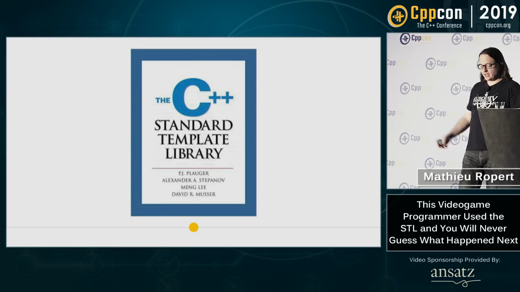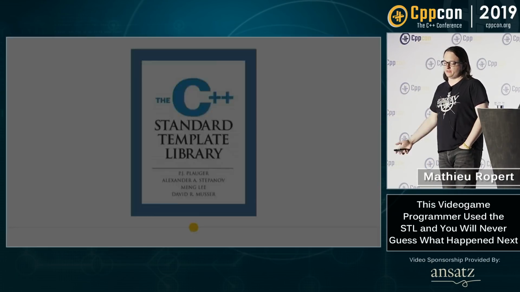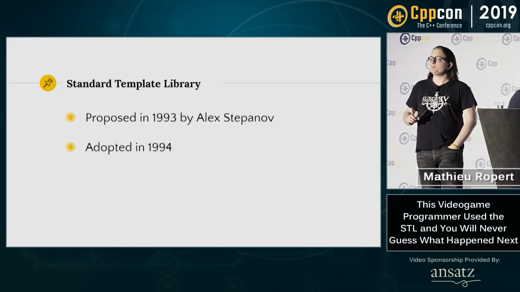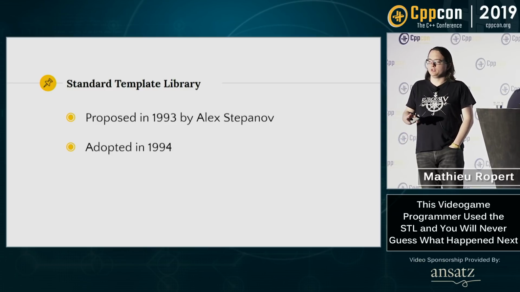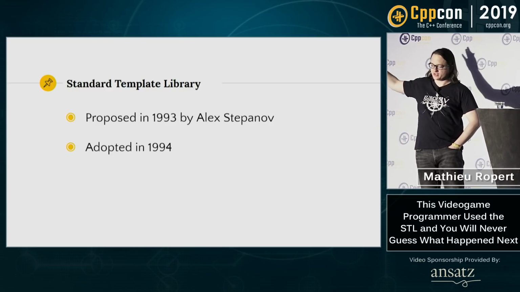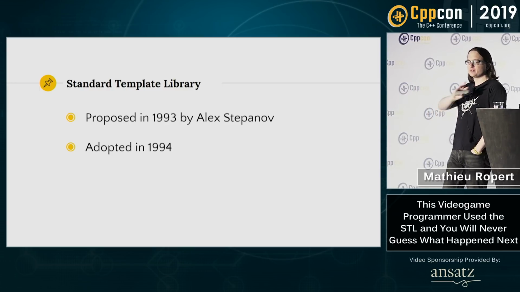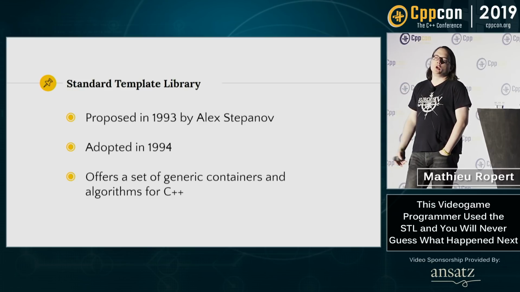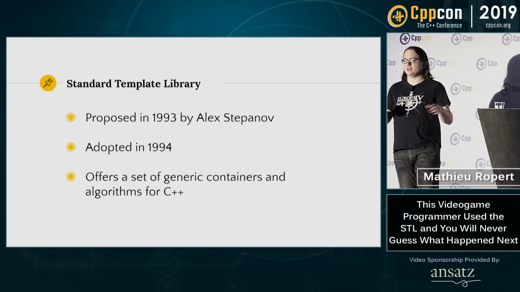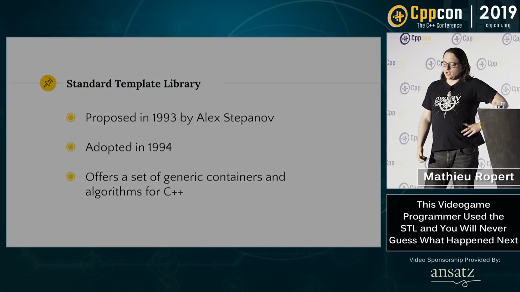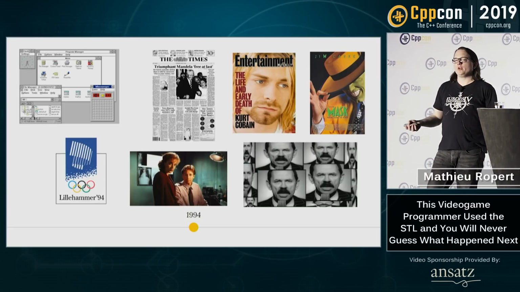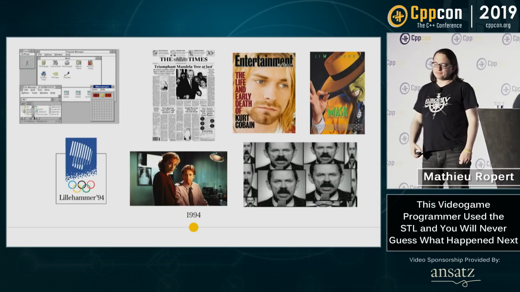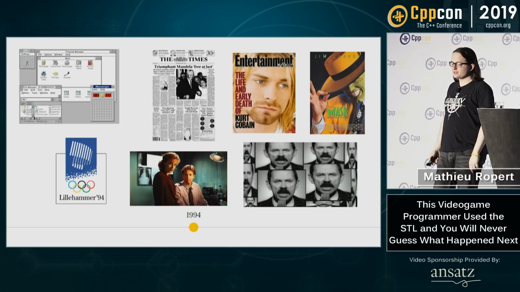So yeah, it all comes back to the work of Stepanov a long time ago, proposed in '93, adopted in '94. I don't know what the committee is doing these days, but at the time it was efficient: the whole STL proposed and adopted in the standard in one year. It offers a lot of generic containers, algorithms, iterators, the whole shebang. For people who are not as old as me, this is what 1994 looked like, just for frame of reference.